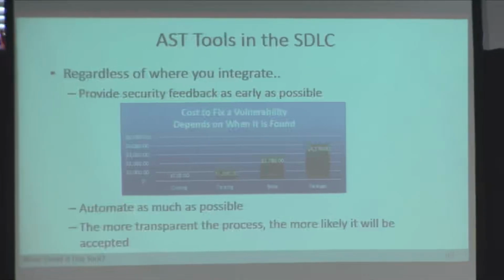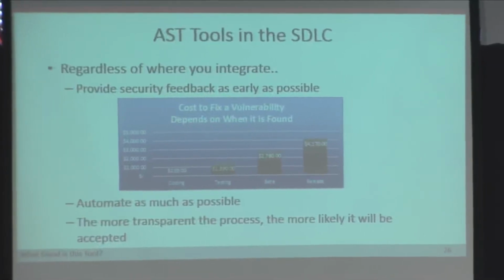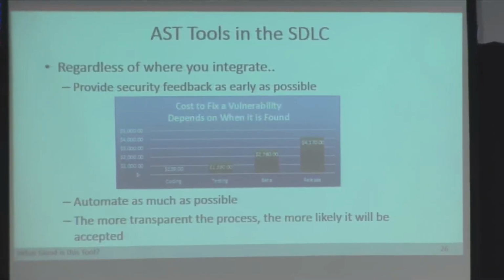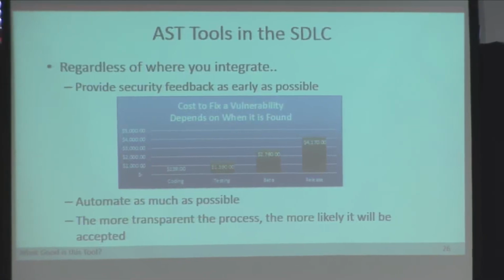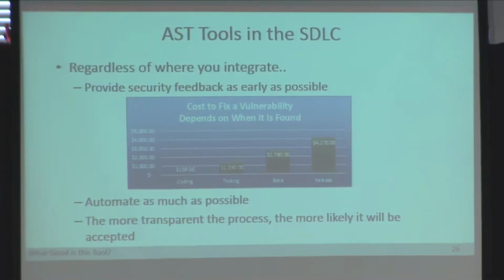Results get published to AppScan Source, to the AppScan Enterprise console, the reporting console. You can get reports emailed to developers, et cetera. You can do a lot. The point is, try to use the tools you already have, because they're pretty powerful and most of them are extensible. But regardless of where you integrate, provide security feedback as early as possible. I'm sure most of you have seen this chart or charts very similar to it. The cost to fix an issue is way cheaper if you do it while developers are still developing than if you do it during production or any other phase.